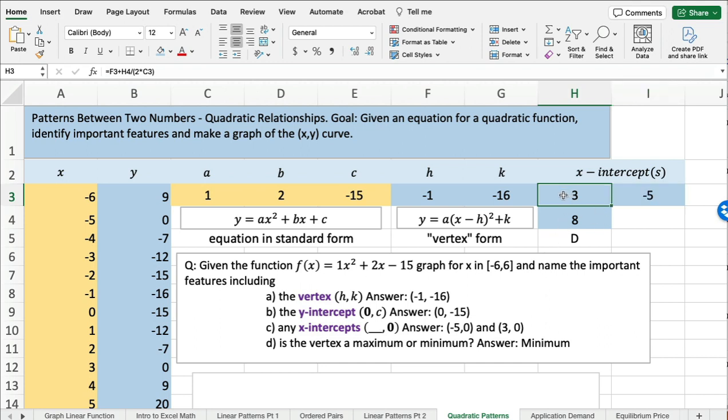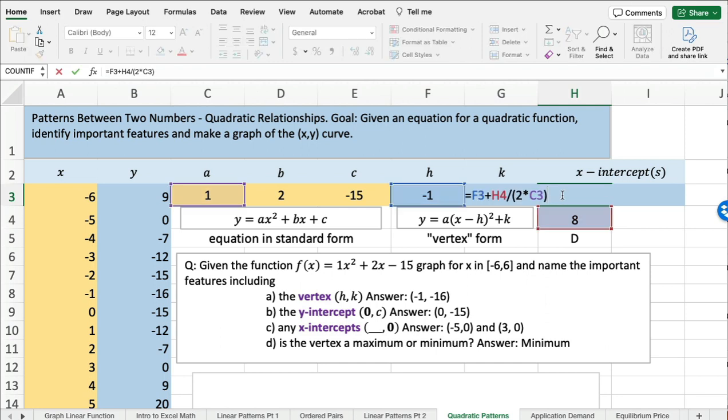So the first x-intercept, you're going to type equals and start with F3. So you're going to start with the value of H, and we're going to add to that H the number in H4, so that's our capital D, divided by the quantity 2 times C3. So 2 times A. Basically, it's H plus capital D divided by 2 times A. That's what the formula is, but those are the cell references, okay? So that's the first x-intercept.